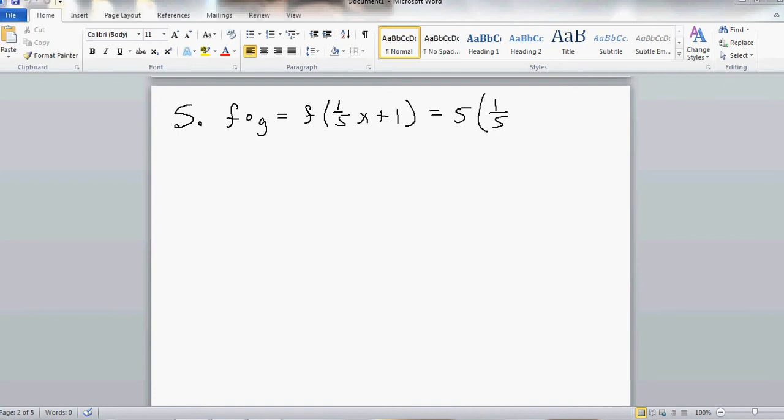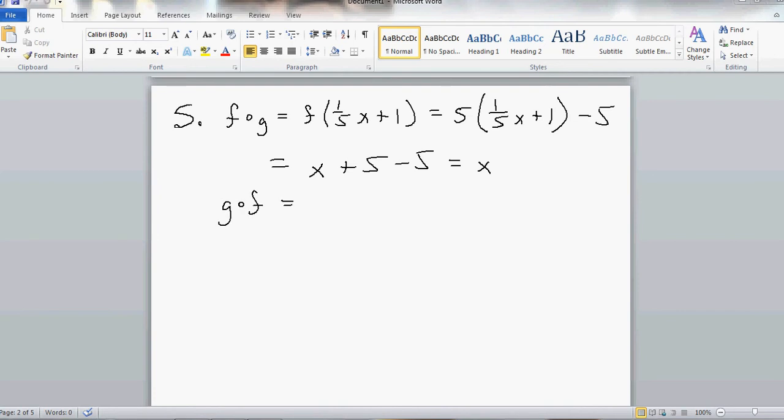Well, x in this time is 1/5 x plus 1 minus 5. And let's see what we get. 5 times 1/5 x is x. 5 times 1 is 5. Minus 5. x plus 5 minus 5 is x. So at least that part of it is okay.